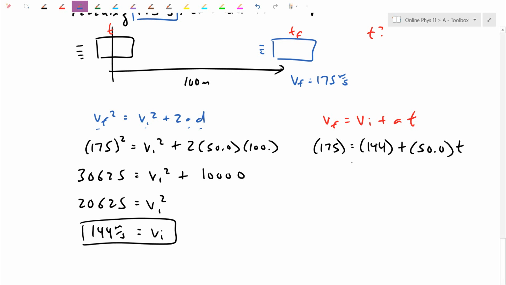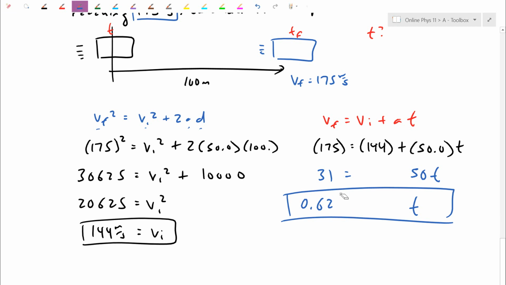First thing I need to drag over is the 144. Right now it's a plus 144, so let's go 175 minus 144. That gives you 31 is equal to 50 times t, and therefore t is equal to 31 divided by 50. Right now it's multiplied by 50, so I need to get rid of it by dividing by 50. When you divide, the time was actually 0.62 seconds. Don't worry too much about the rounding; we'll come back in a later lesson to do that.